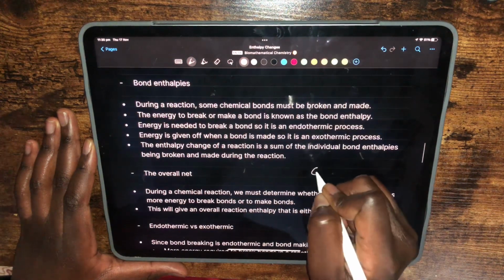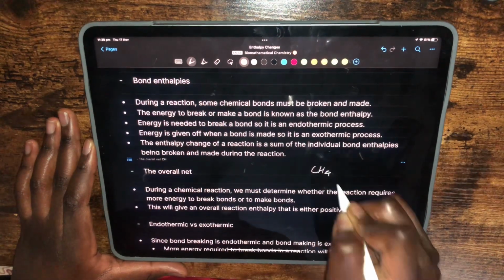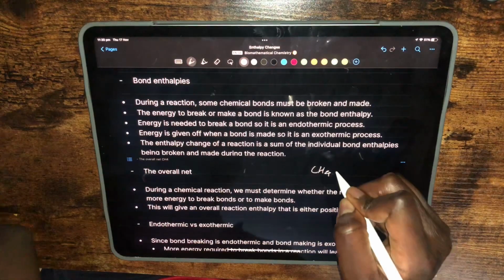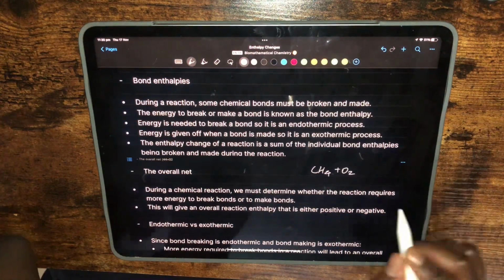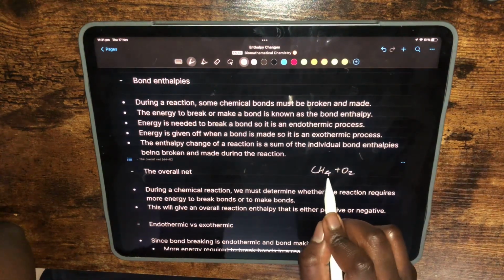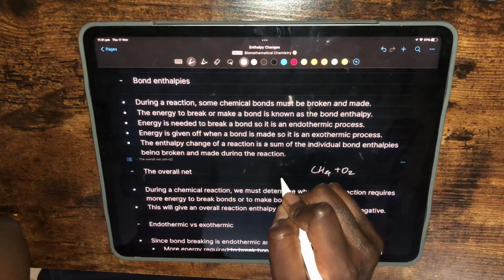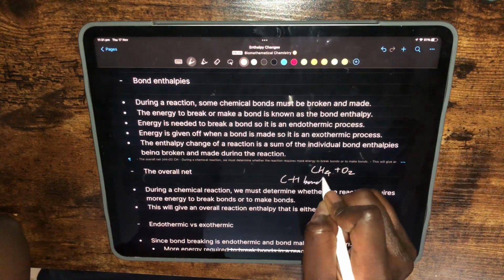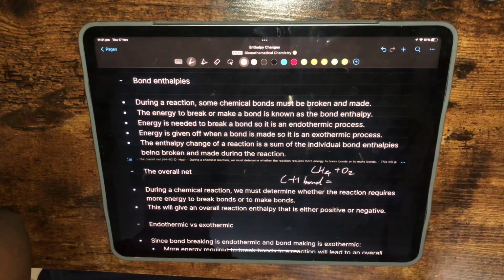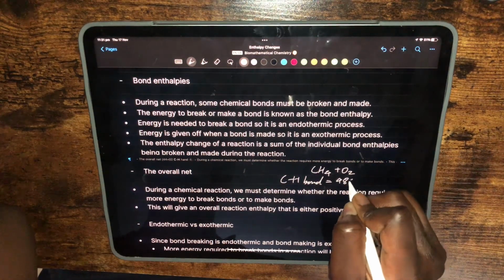And they say this is doing it. I can't even give an example, but let's just say CH4 is reacting with O2. You need to know that there are 4 carbon-hydrogen bonds in this CH4. So they'll say the C-H bond is equal to, for example, this isn't the actual value, but just say it was 484.